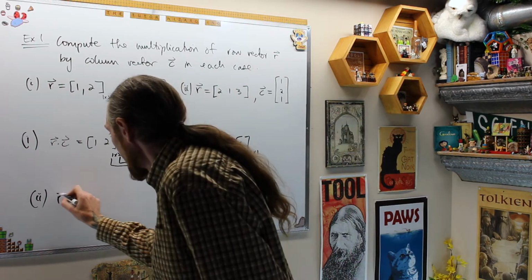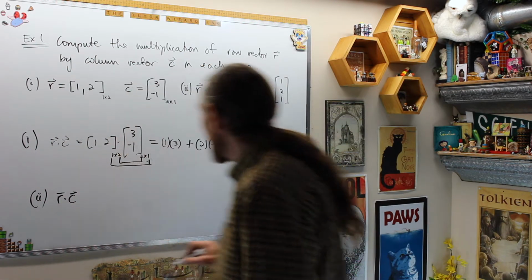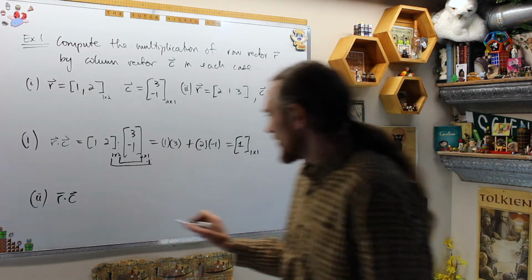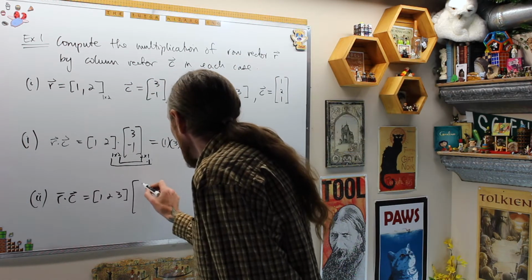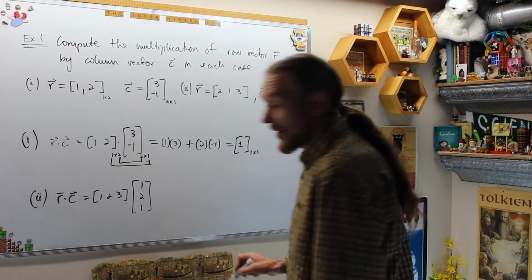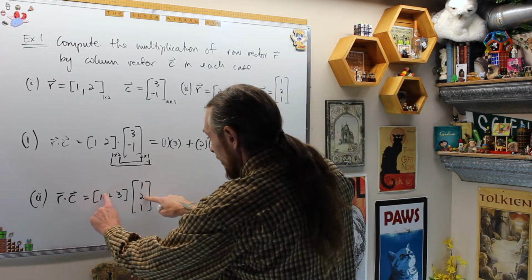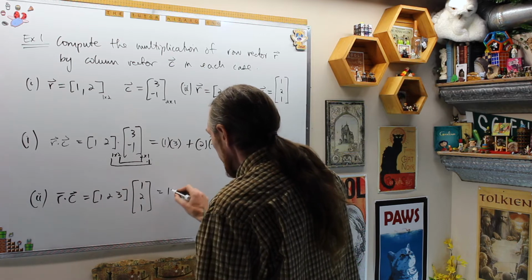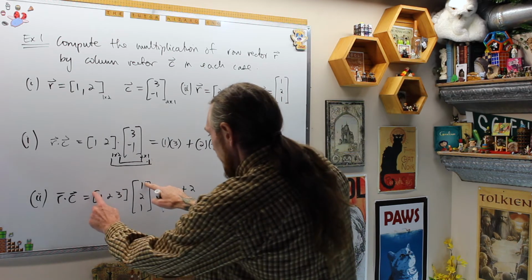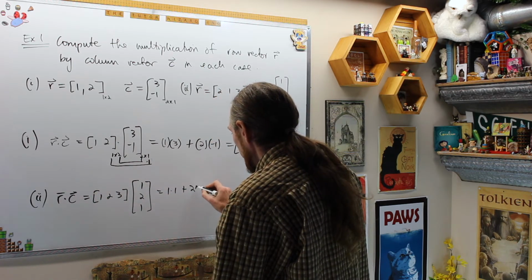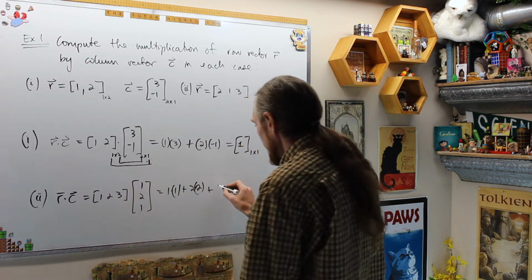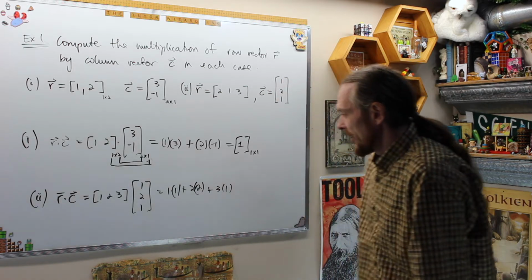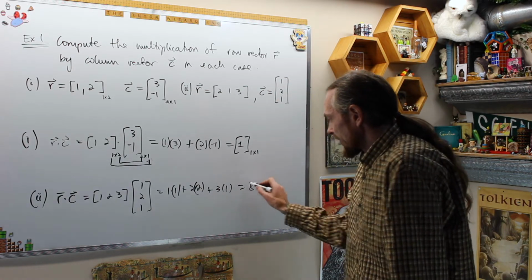Same thing. R matrix multiplication times C. This is a row vector times a column vector. Right now, this is [1, 2, 3] multiplied by [1, 2, 1], which when we're doing 1 times 1, 2 times 2, 3 times 1, this is equal to 1 times 1 plus 2 times 2 plus 3 times 1. And that's going to give me 8, a number again.